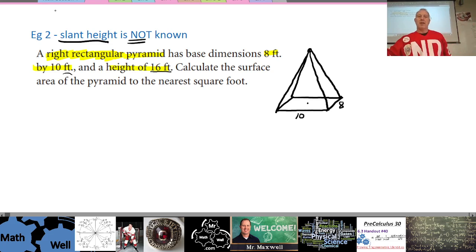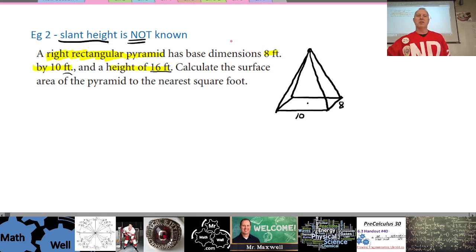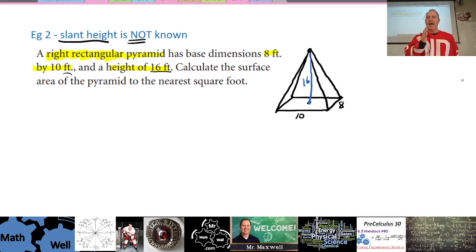And there's your pyramid. Now, the height of 16 is not a slant height. So the height of 16 is actually, I'll just highlight this in blue maybe. So this is 16. Does everyone see that? Okay. So that's the information that's given in the question in diagram form. Thumbs up, good, good to go.